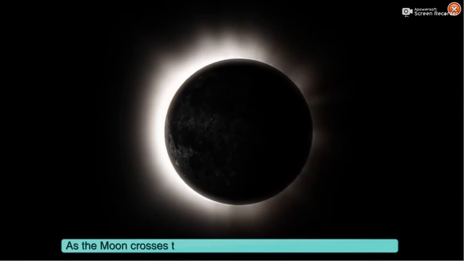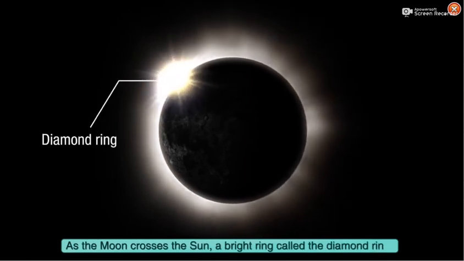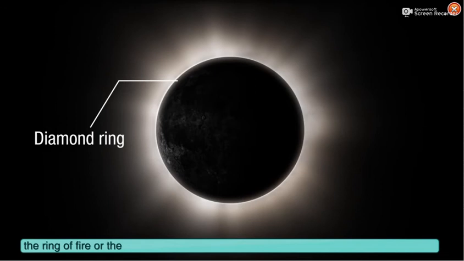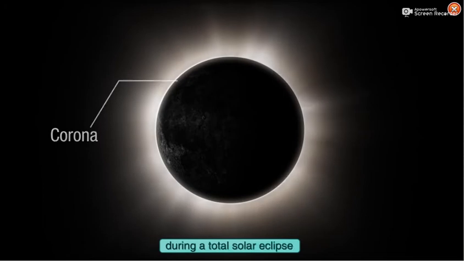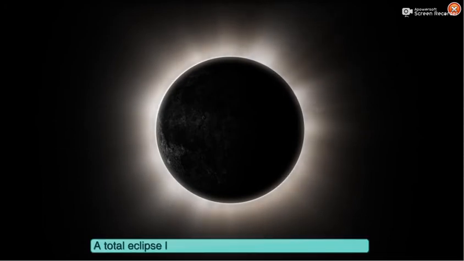As the Moon crosses the Sun, a bright ring called the diamond ring, the ring of fire, or the corona of the Sun may appear in the sky for a very short period during a total solar eclipse. A total eclipse lasts for about 7.5 minutes.